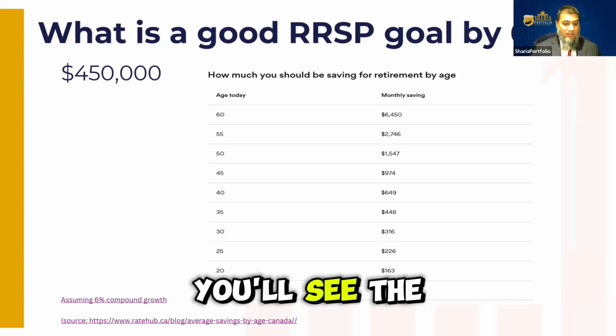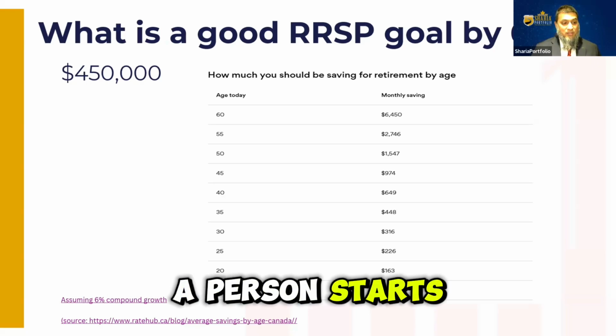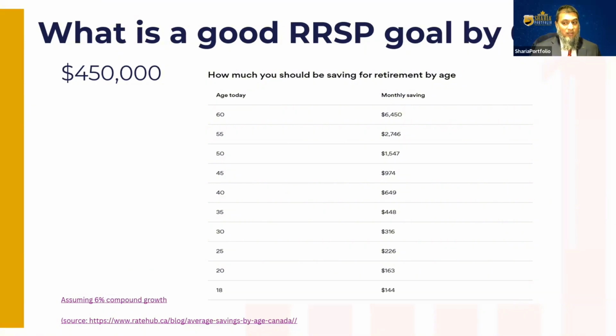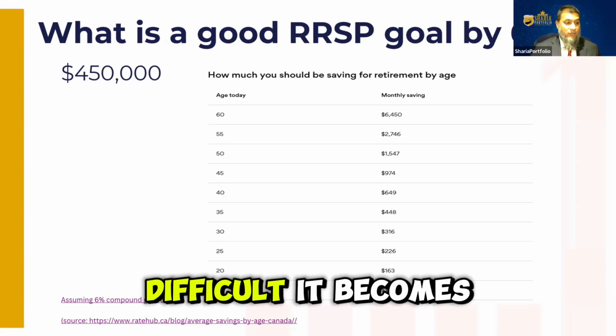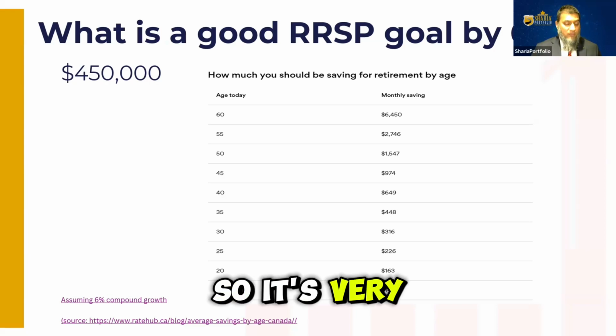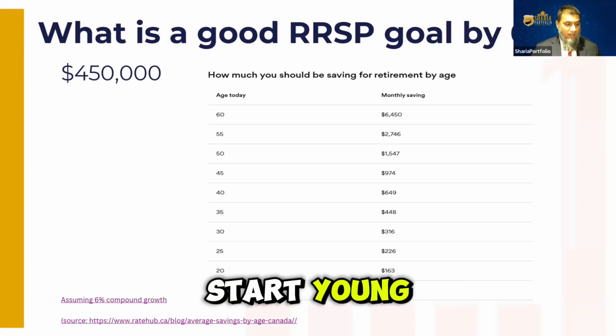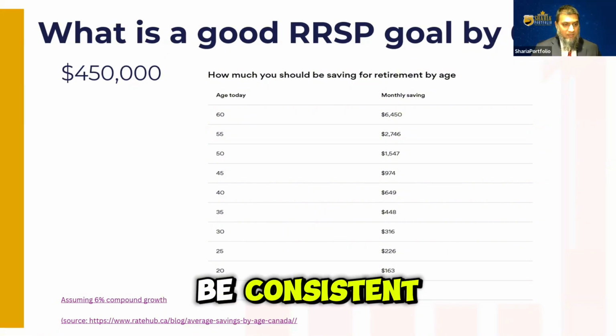Because as you'll see, the later that a person starts saving and contributing to their RSPs in life, the greater that number grows and the more difficult it becomes to achieve that goal. So it's very, very important to start young, even if it's a little bit. Start young and be consistent.